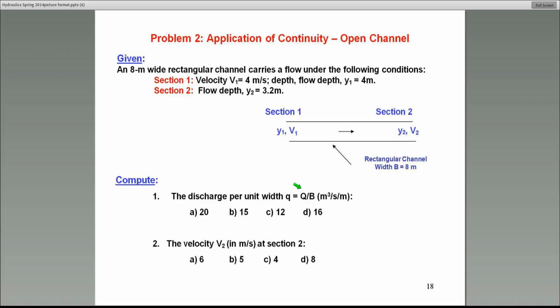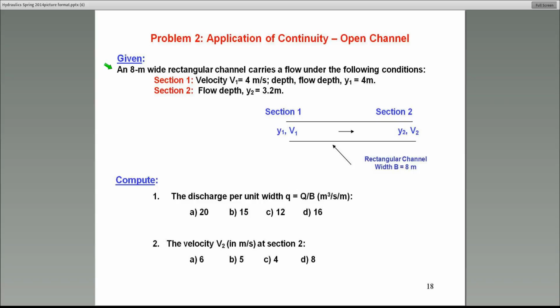That should be fairly quick and easy to calculate. Somebody already came out with the answer, 16. Yes, so that is the correct answer. That's because, how did we get that? We got the discharge Q divided by the unit width. 8 meters is the width.